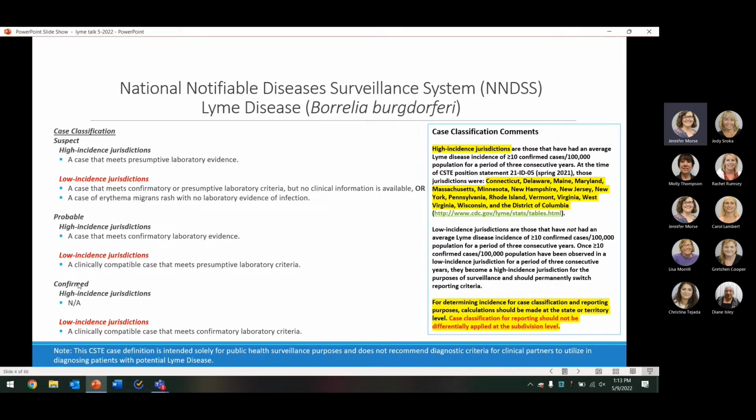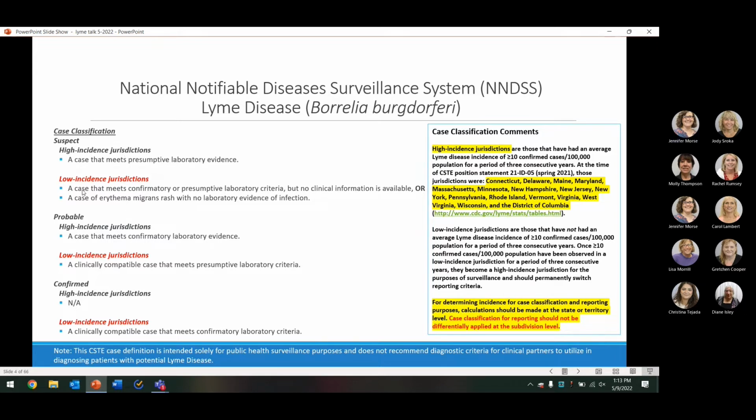So I'm going to start at the bottom. For confirmed cases for Michigan, it would be a clinically compatible case. So they either have the erythema migrans or the joint swellings or one of those clinically compatible cases and have the confirmatory lab criteria, so the two-tier test results. For a probable case, you'd have the clinically compatible case and the presumptive lab criteria. So if they just had a positive Western blot.